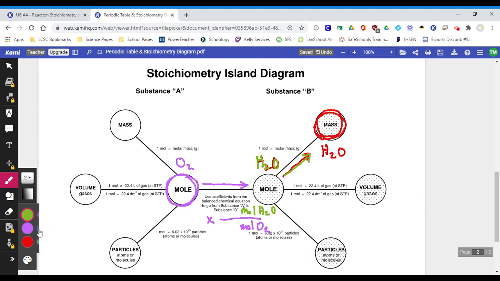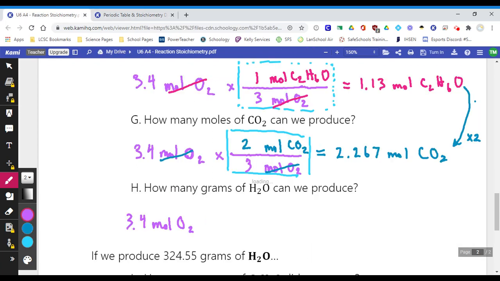The second fraction bar is going to be going from moles of H2O. We're getting rid of moles of H2O now, and we're trying to get to grams of H2O. So we've plotted our course to get from our moles of O2 to grams of H2O. We do a conversion factor to change from moles of O2 to moles of H2O, and then we can go from moles of H2O to grams of H2O with another conversion factor. So this is going to be a two-step problem. Let's try it.